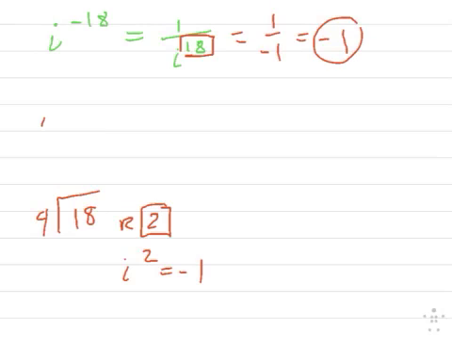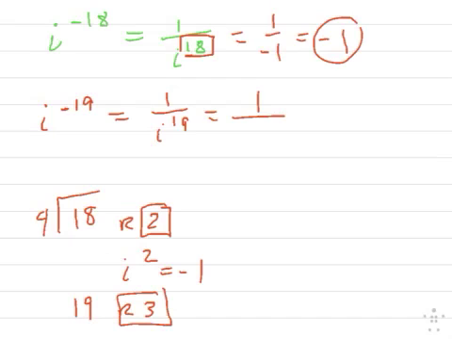But what if you had something like i to the negative 19 instead of negative 18? Well, then you're going to have 1 over i to the 19, which equals 1 over i to the third, right? Because 19, if you divide it by 4, you'll have a remainder of 3. So you're going to have i to the third, which equals negative i. So you have 1 over negative i.